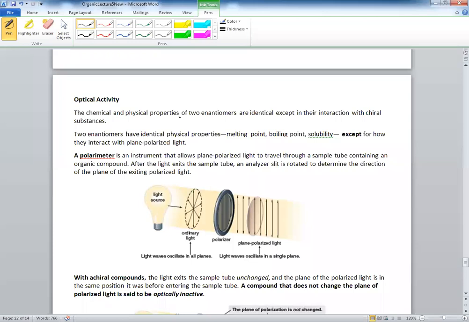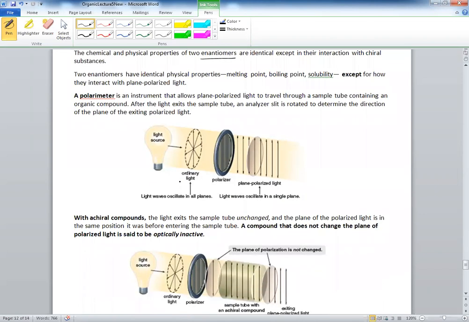The chemical and physical properties of enantiomers are identical. So they can have the same melting point, the same boiling point, etc. But they don't have the same optical activity. They have different optical activity, so they would have the opposite optical activity. Two enantiomers have identical physical properties, like we said, except how they interact with plane polarized light.